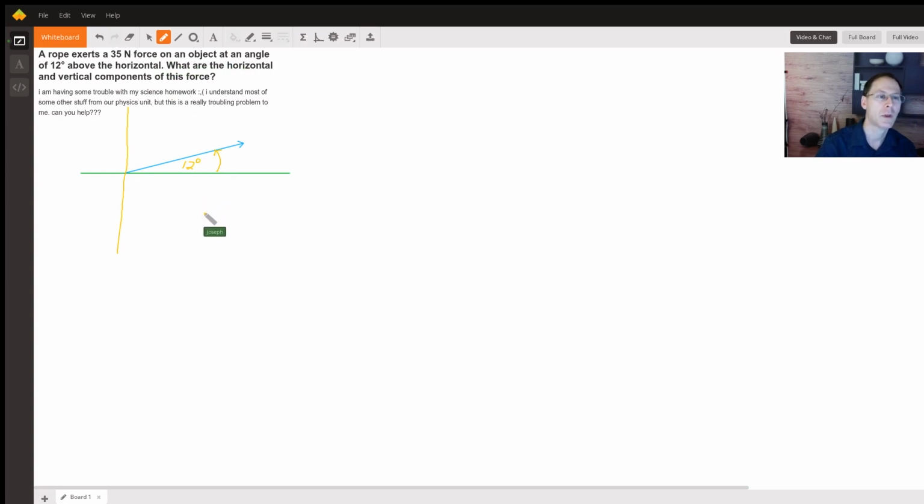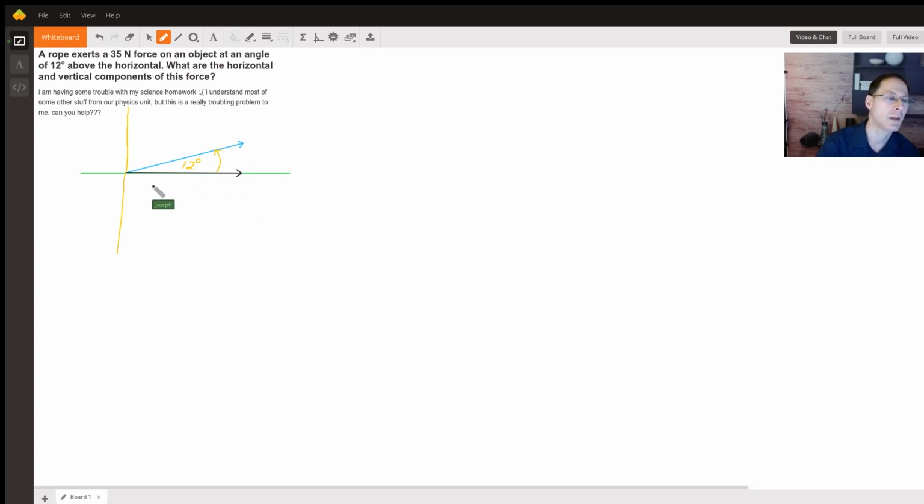So if you want to find the horizontal component of the force, then what you're actually looking at is the component that acts in this direction. And what you might notice here is that the horizontal component of the force, when the angle is very small like this, is almost as long as the magnitude of the force itself.